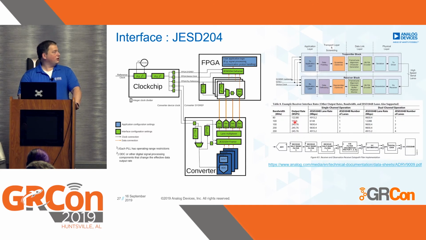And then here's a chart from a data sheet that says, okay, for an 80 megahertz bandwidth signal, you have 122.88 megasamples per second, and you have a JESD line rate of 491.52 megabits per second. Or sorry, 4,915 megabits per second. So the ratio between your sample rate and your line rate is times 40.